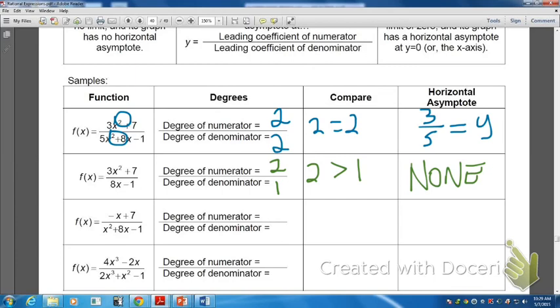Okay, let's look at our next one. What's the degree of the numerator on your third one? No, the negative doesn't have anything to do with the degree. It's just 1. What's the degree of the denominator? 2. So now we have the degree of the numerator less than the degree of the denominator. What's your asymptote? y equals 0. So that's your x-axis, right?